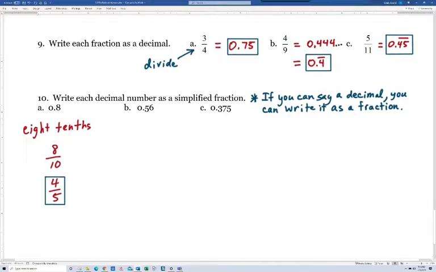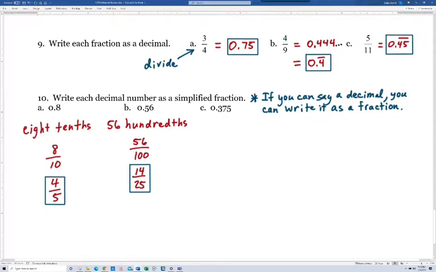On letter B we have 0.56, which we would say as 56 hundredths. So that's 56 over 100. And you can see that we can divide by 2, but in fact you have to do that twice, or you can just divide by 4 and you get 14 over 25. And again, this is also something that can be done on the fraction that I show you in the video where I go over the basics on using the TI-30XS MultiView calculator.